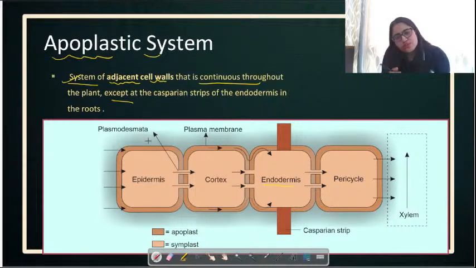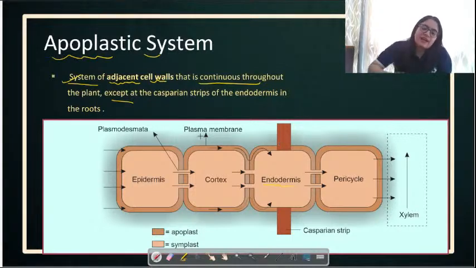It won't allow water to move through the cell wall spaces when it comes to the cells of endodermis. So whenever the water needs to cross the endodermal layer, it has to strictly follow the pathway of symplast. So the endodermis layer is the place where the apoplastic system is actually hampered or discontinued, right? So what is apoplastic system? System of adjacent cell wall.